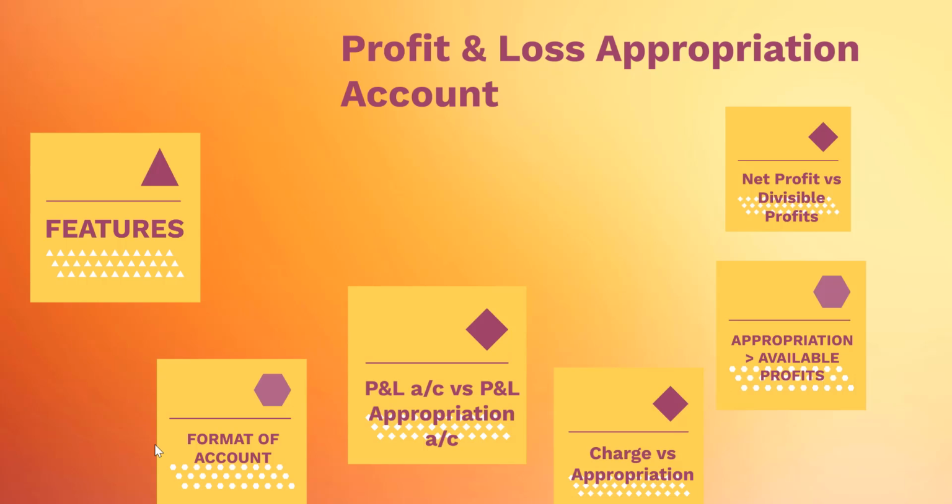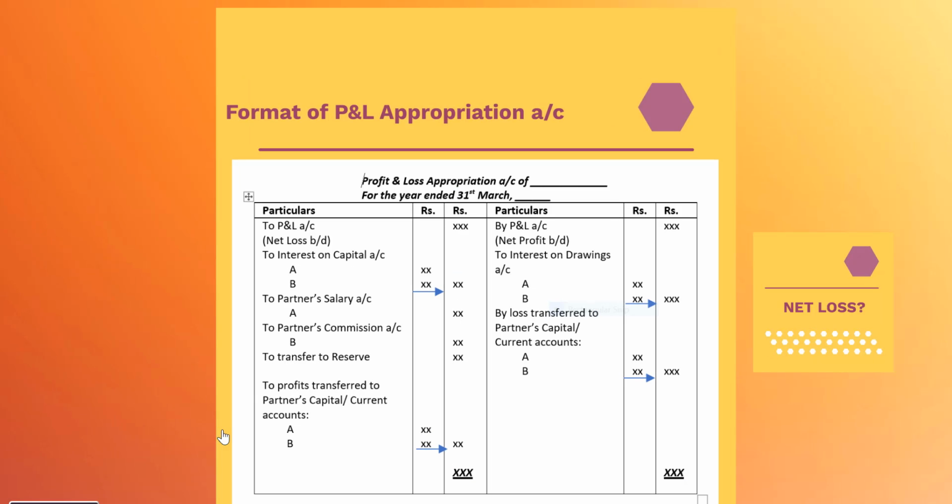Next, let's have a look at the format of the profit and loss appropriation account. On the top, the profit and loss appropriation account, name of the firm for the year ended 31st March for that year, a ledger account, left side debit, right side credit. It's a nominal account, so we debit this account with all the expenses of the firm and losses of the firm, and we'll credit the account with all the gains and the incomes of the firm.